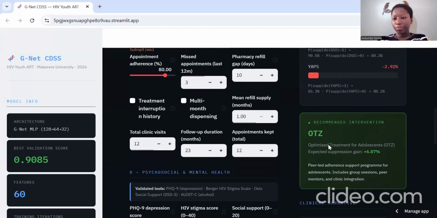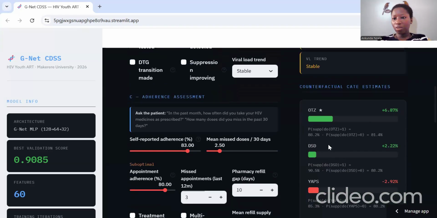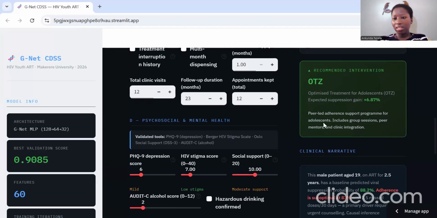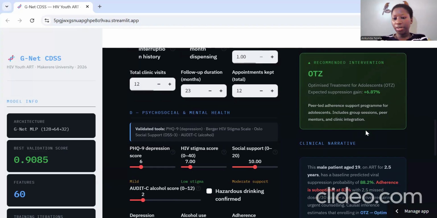So looking at all these percentages, the recommended was the OTZ, the optimized treatment for adolescents. The expected suppression gain is plus 6.87%, and that's a peer-led adherence support program for adolescents, including the group sessions, the peer mentor and clinical integration.